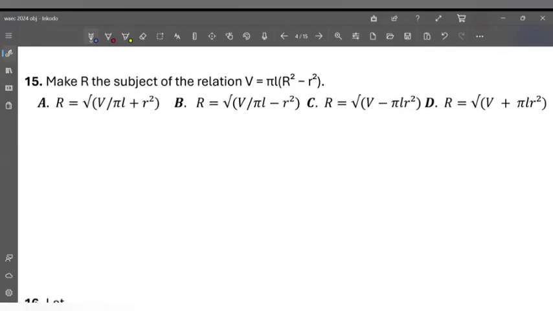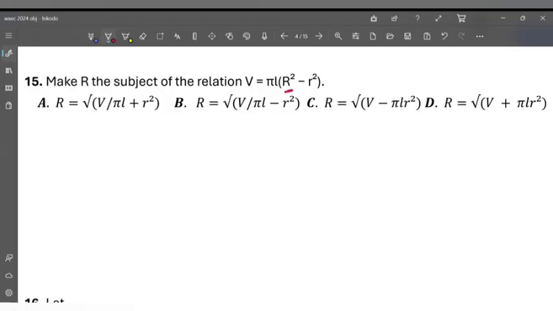All right, welcome to question number 15, a very simple question on change of subject formula. So we are told to make capital letter R the subject of this relation. You have to be careful. You notice there's capital letter R and there's small letter r. So we are told to make this capital letter R the subject of everything.